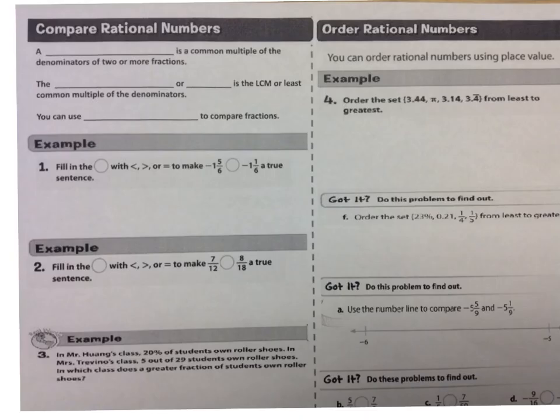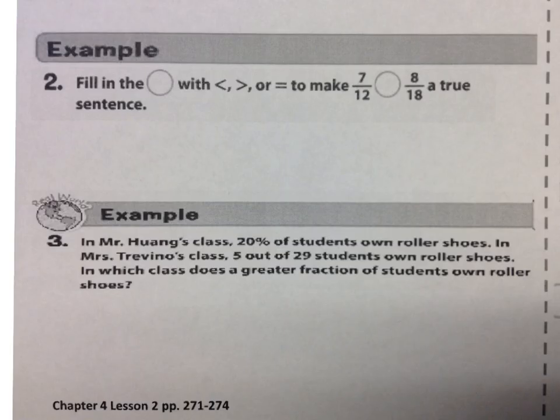Turn the page. Make sure you have these notes in front of you. Example: fill in the blank with less than, greater than, or equal to make 7/12 and 8/18 into a true sentence. First off, we notice that these fractions have different denominators. One is 12 and one is 18. We have to make sure that they have the same one.